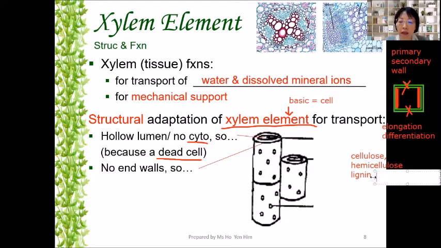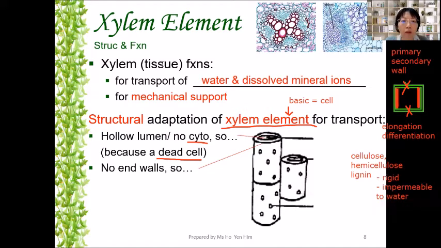So lignin is rigid, so it provides mechanical support, a better support to the wall. Okay, and is also impermeable to water. So lignin has a property that is rigid, so it provides mechanical support, and it is also impermeable to water, so the water cannot move in the cell wall. The water must move inside the lumen of the cell. It will not be moving in the cell wall because lignin is waterproof.